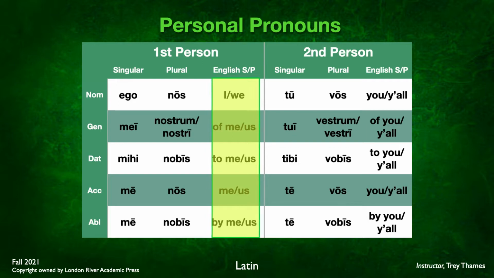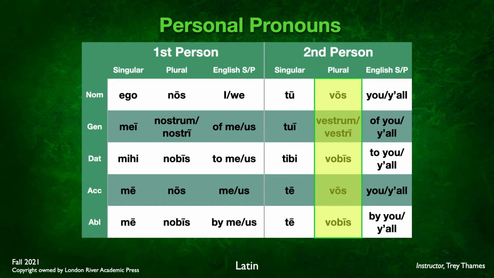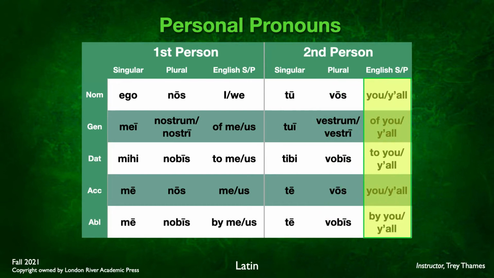In the second person, we had personal pronouns tu, tui, tibi, te. In the plural side of that, we had vos, vestrum or vestri, vobis, vos, vobis. And the translation, of course, was you or y'all, depending on how it's used in the sentence.